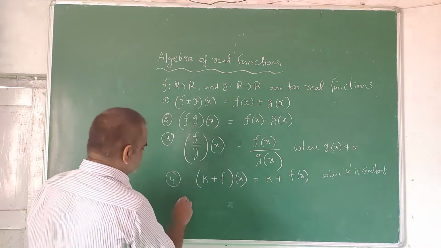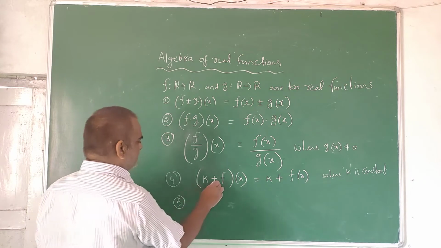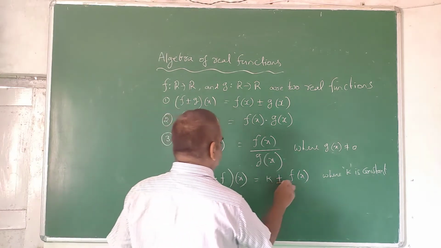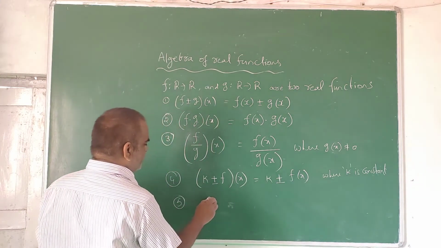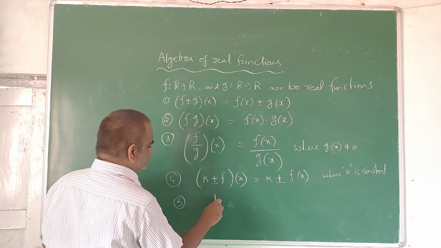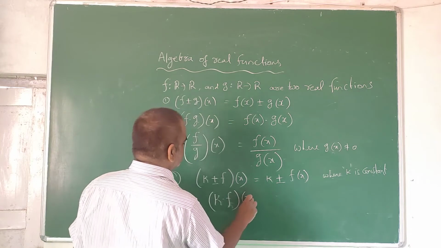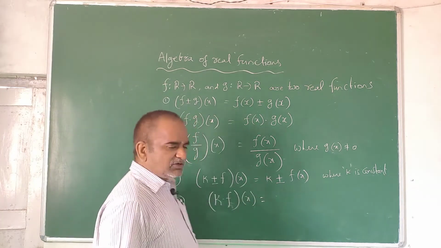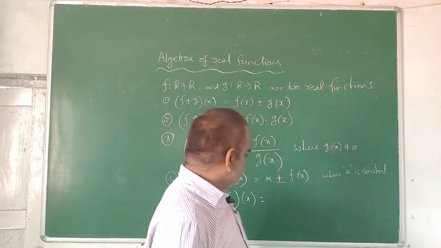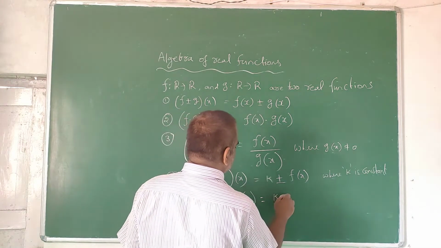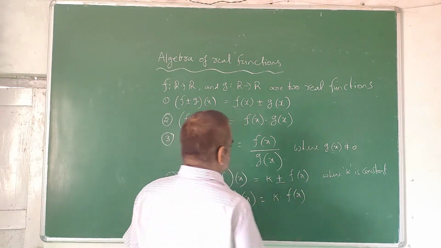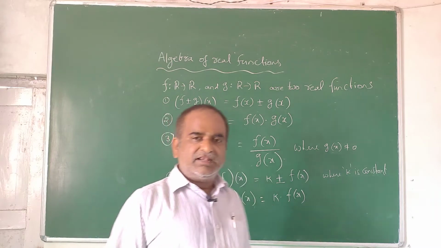Coming to the fifth property, even if it is minus, it is also the same thing. Now coming to product: a constant times a function of x is equal to that constant times the function f of x.